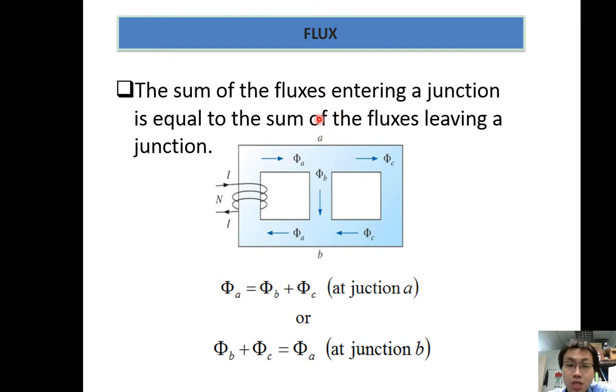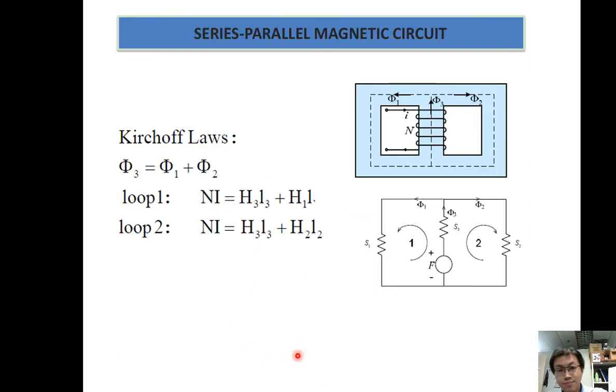So also the same. The sum of the fluxes entering a junction is equal to the sum of the fluxes leaving a junction. So let's say I have a junction A and junction B. The phi going to the junction A will flow out from junction B and C, flux B and flux C. So flux A goes in, flux B and C go out. In, out, out. Then in, out. Okay? So as combination, series and parallel magnetic circuit.